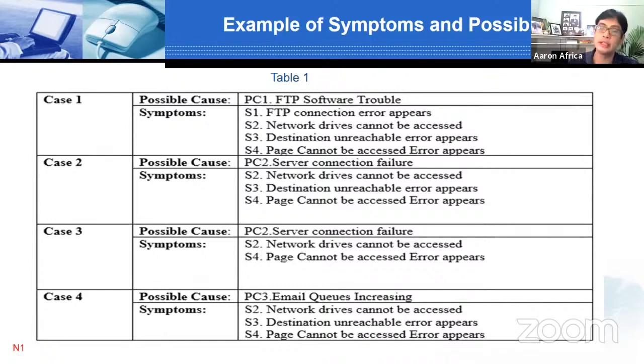This is most common in information system communication data. Let's say background FTP is what we use when we are downloading large files, especially large files. Now its symptoms are: FTP connection error appears, network drive cannot be accessed, destination unreachable, page cannot be accessed, error appears. Now for case 1, in order for us to know that the possible cause is FTP software trouble, we have to check if these 4 symptoms appear.